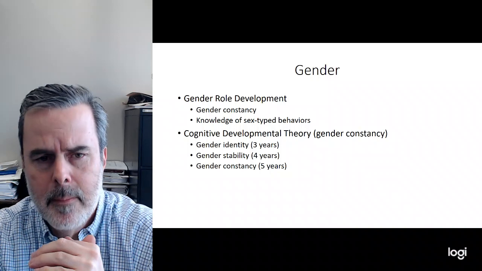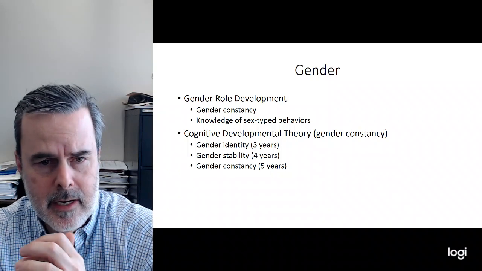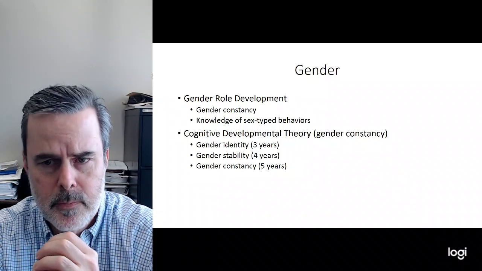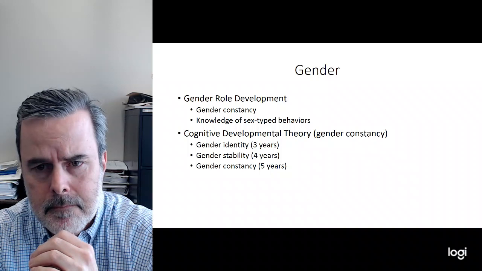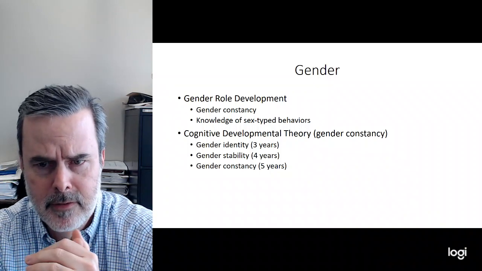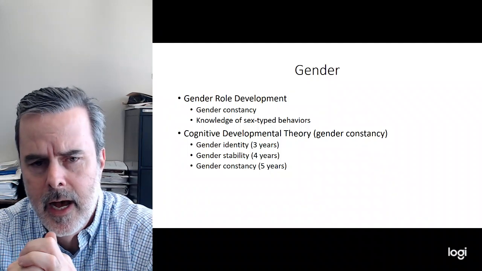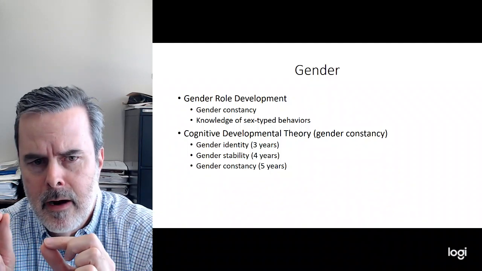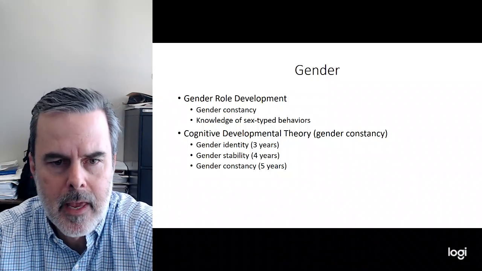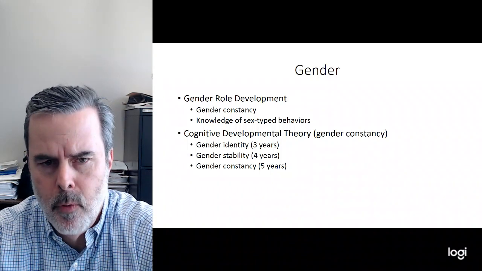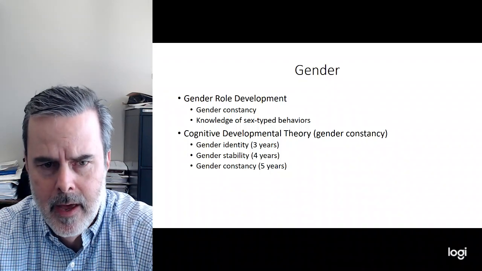So let's talk about each of the stages, beginning with gender identity, which is the earliest stage and which is present around 3 years of age. This is the very first stage in cognitive developmental theory of gender constancy. In this stage, young kids are simply able to identify themselves as a boy or a girl. That is, they're able to identify their sex.